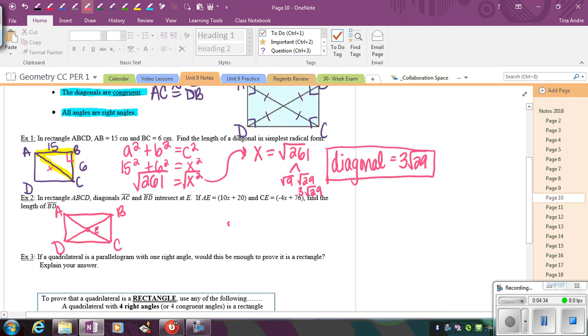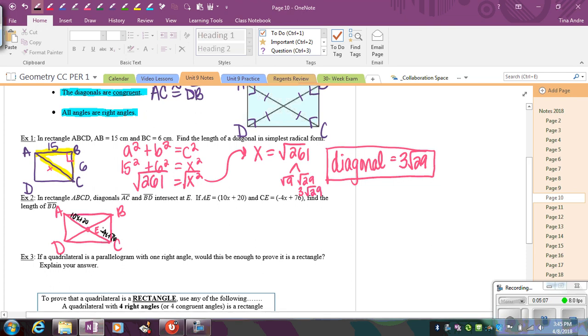Then it says that AE is 10x plus 20. So AE is 10x plus 20. And CE is negative 4x plus 76. We want to find the value of BD, or the length of BD. So the first thing I need to do is solve for x. And if I know x, that will allow me to find AC. And since in a rectangle the diagonals are equal, if I know AC, I'll know the length of BD.